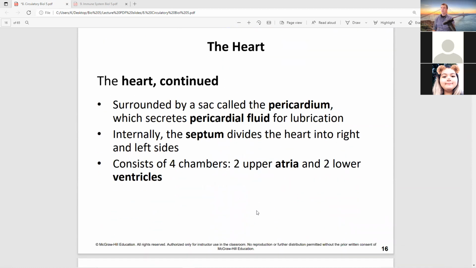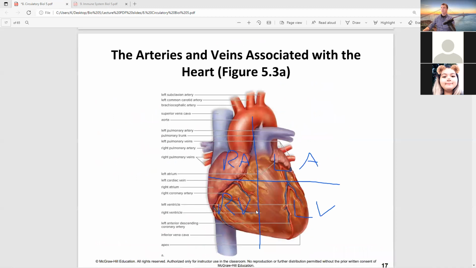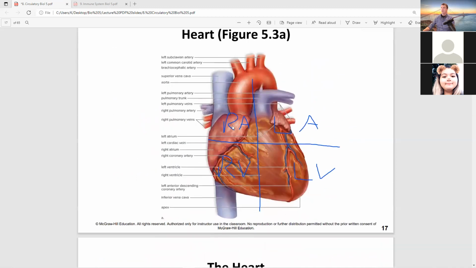Okay, so the heart is also surrounded by a sac called the pericardium, which secretes pericardial fluid for lubrication. Internally, the septum divides the heart into right and left sides. This consists of four chambers, two upper atria and two lower ventricles. That's imaged here. So we have a right atrium, a left atrium, the right ventricle, and the left ventricle.